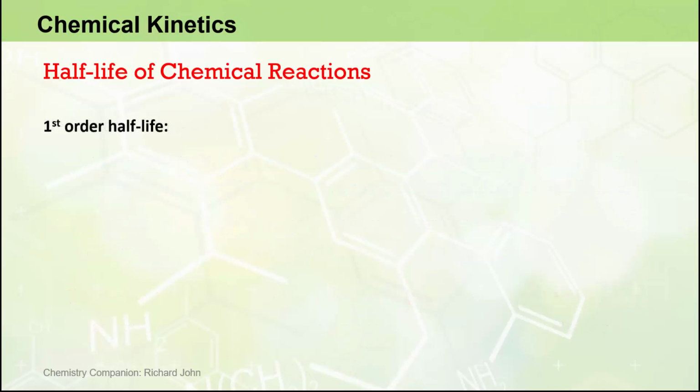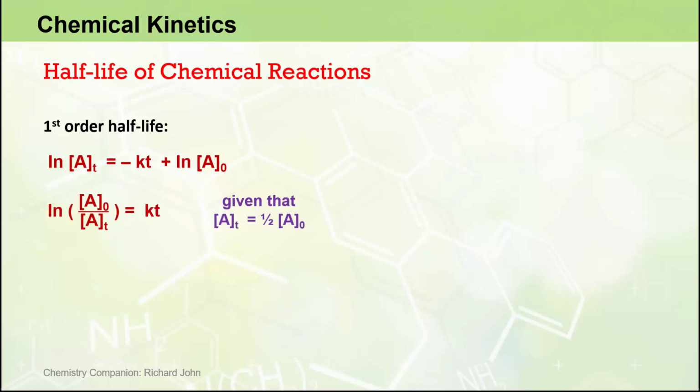For example, we'll start with the half-life for first-order processes, which are the most common and most important. The integrated rate law for a first-order reaction can be written as this equation here, but we have seen that this equation can be rearranged to a sometimes more convenient form shown here. Given that, at the half-life of a reaction, the concentration of the reactant A equals half of the original concentration, we can make the appropriate substitution to get this expression here.